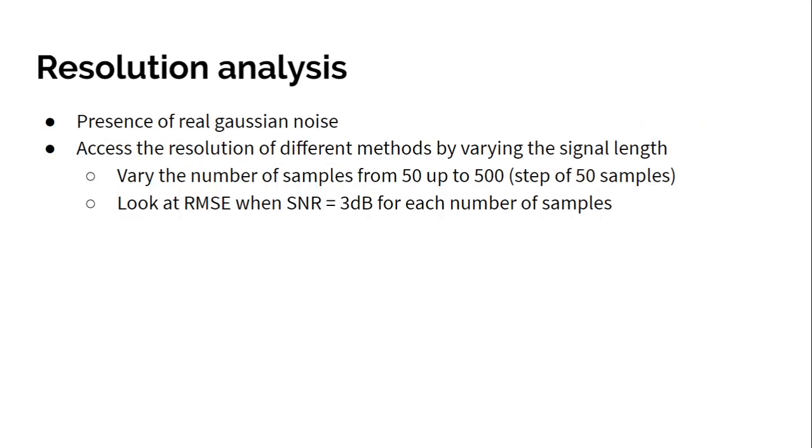So now we're going to talk about resolution analysis. Our horizontal axis here is going to be the number of samples we get. We still have only two sensors. Now we're going back to real Gaussian noise, and we're going to see the root mean squared error for SNR equals 3 dB, and then we're going to see how dependent these filters are on the number of samples.